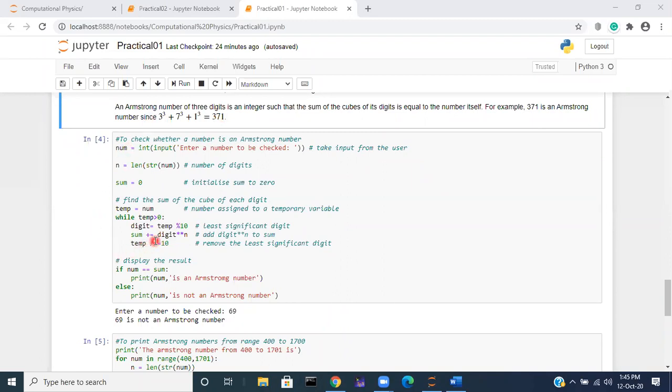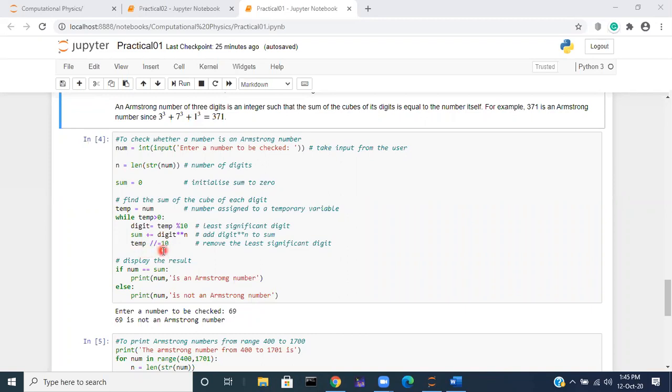So in the next step, what do we do? We take the least significant digit and compute digit to the power n. Here n is 3, so digit to the power 3, digit cube, is added to sum. Next step: temp integer division by 10.